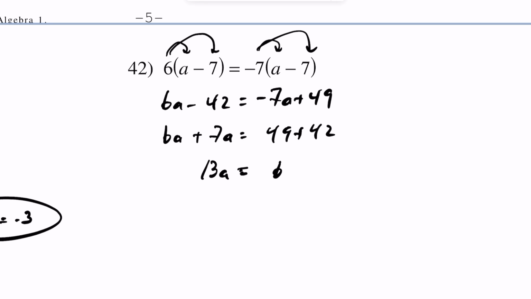Oh, I'm sorry, 91, I should say. So you get 13a equals 91. Therefore, a is 91 over 13. And 91 over 13 is equal to 7. And the answer for 42 is 7.